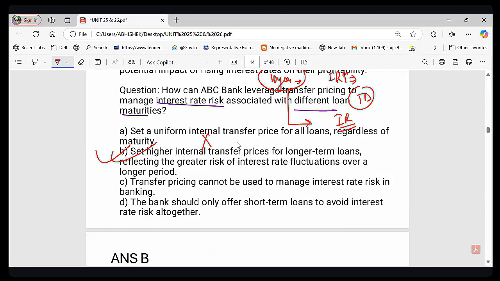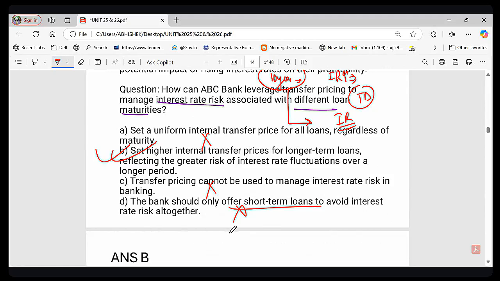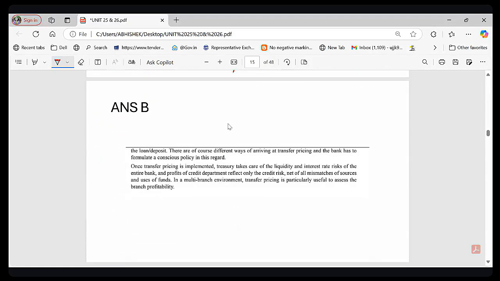What about option C, transfer pricing cannot manage interest rate risk? This is also wrong. And option D, only offer short term loans? This is also wrong, it is unrealistic. So by applying higher internal transfer pricing to the long term loan, ABC bank can cover the additional interest rate risk. Second, they can maintain a balanced and profitable loan portfolio.